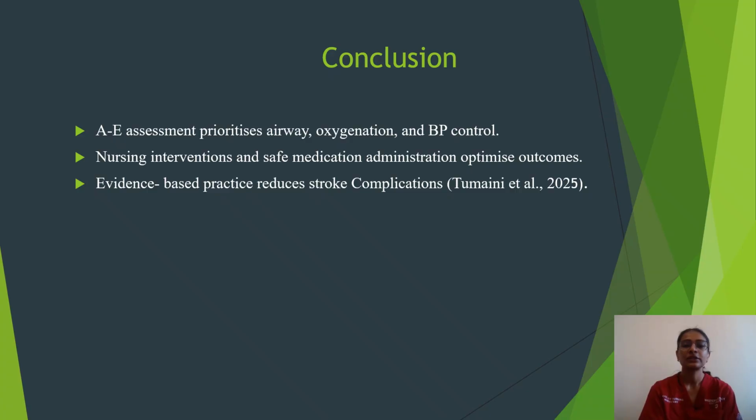Next is conclusion. A to E assessment prioritizes airway, oxygenation and BP control. Nursing interventions and safe medication administration optimize outcomes. Evidence-based practice reduces stroke complications.